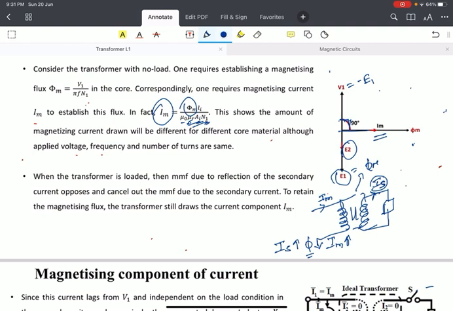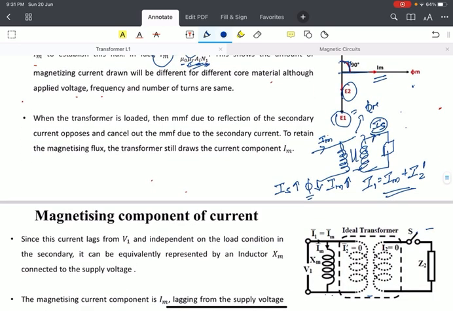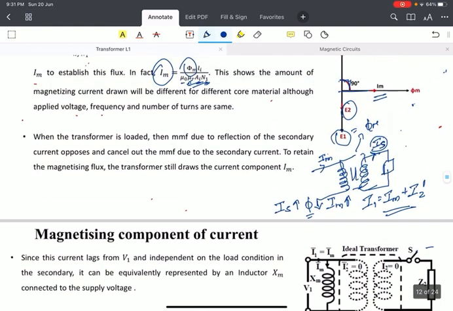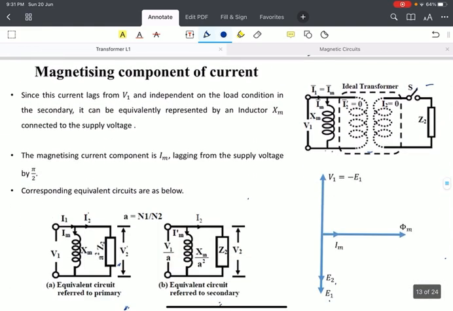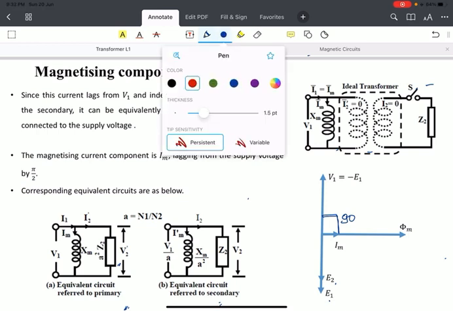So the current drawn from the primary, I1, will be equal to the magnetizing current which is required, and an equivalent current drawn from the secondary, which we call I2 dash. So I1 will be equal to Im plus I2 dash. As we know, Im is lagging by an angle of 90 degrees with the applied voltage V1. Therefore it can be represented as an inductor in the primary circuit. As we know, in an inductor, current lags the voltage by 90 degrees. It can be represented as a pure inductor in the primary circuit of the transformer.